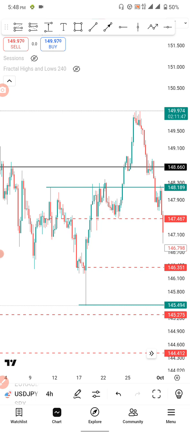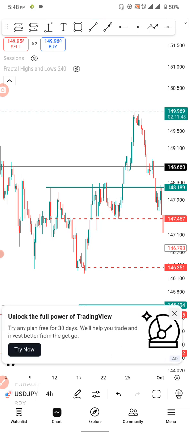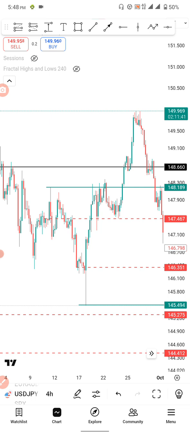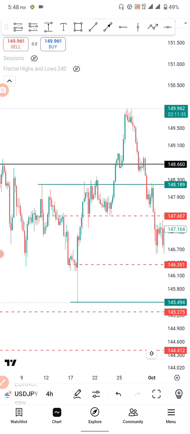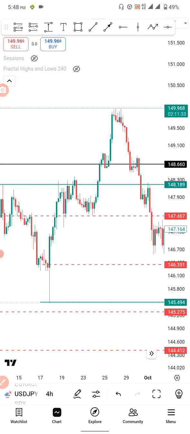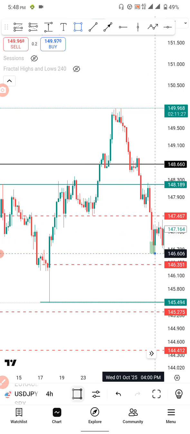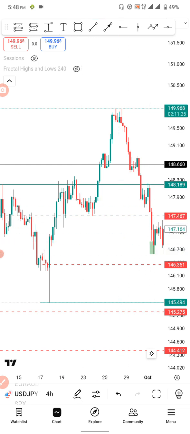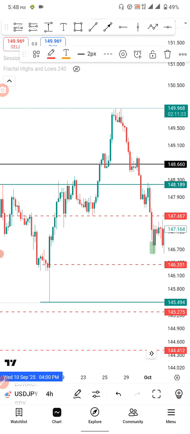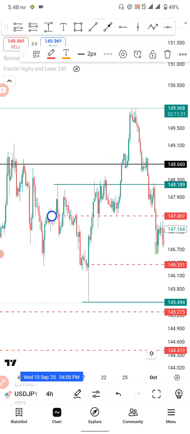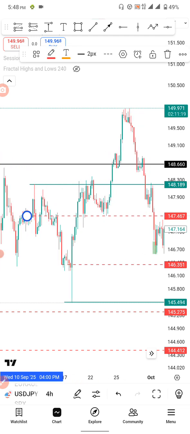So now let me pull up the structure and show it to you. We have to wait for that H1 to shift. Once it shifts, I can label this low made, because we tapped on this liquidity zone. So now we are supposed to wait for H1 to shift.